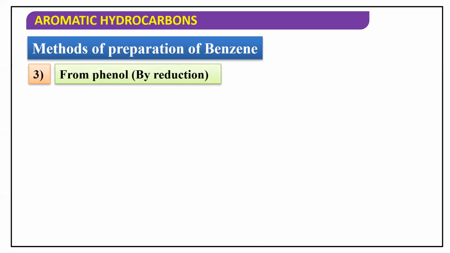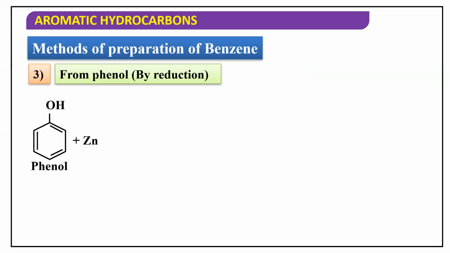The third method is starting from phenol by reduction. Now we have already come across the different definitions for reduction. Reduction can be understood in three different ways: addition of hydrogen, removal of oxygen, or gain of electrons. So these are the three different ways in which we can understand reduction. Let's try to see what happens in the case of phenol. So this is phenol, benzene with an OH substituent.